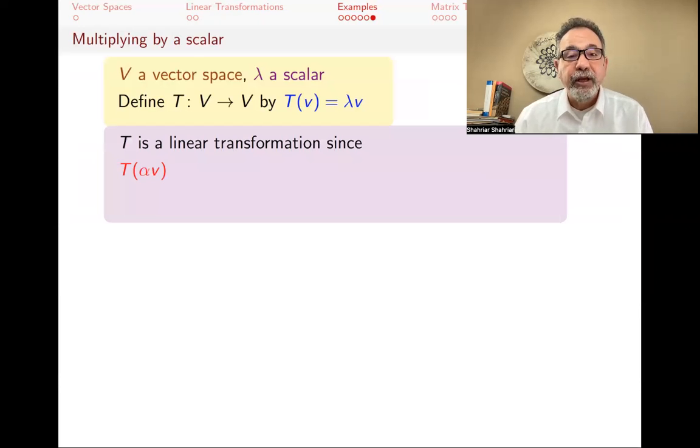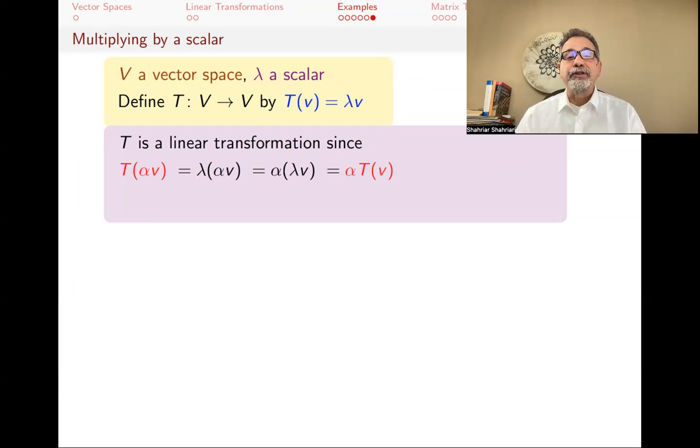What's T of alpha v? Well, T of alpha v, I'm going to do scalar multiplication first. You have to multiply this by lambda. This is what you do with any vector. You multiply it by lambda. But lambda and alpha are both scalars, and it doesn't matter which order you multiply them. This is the same as alpha times lambda v, and that's the same as alpha T of v.